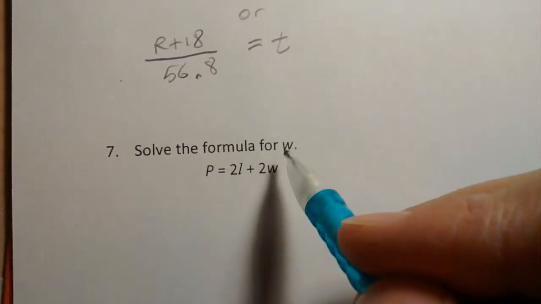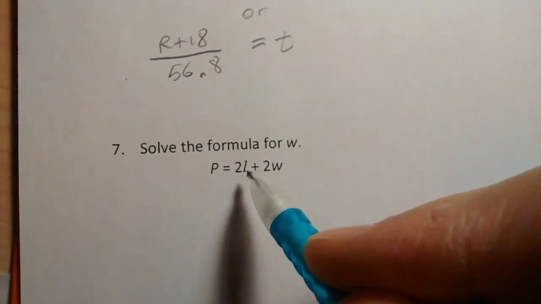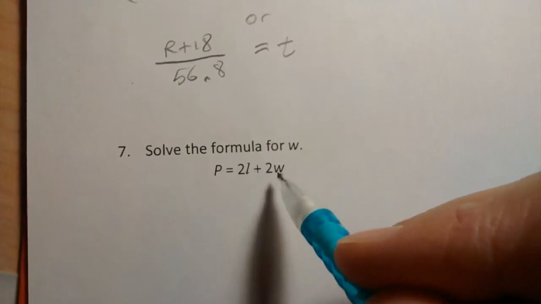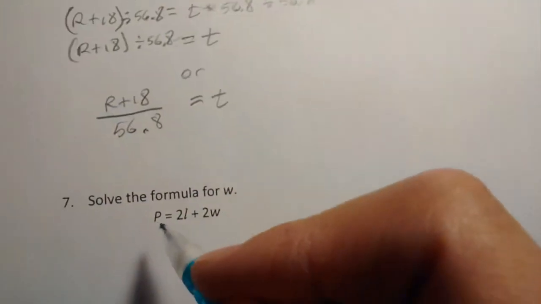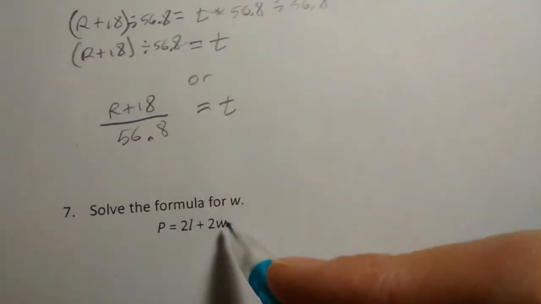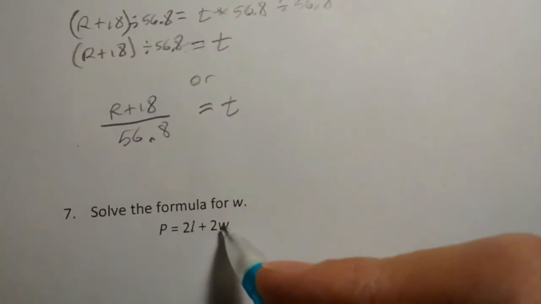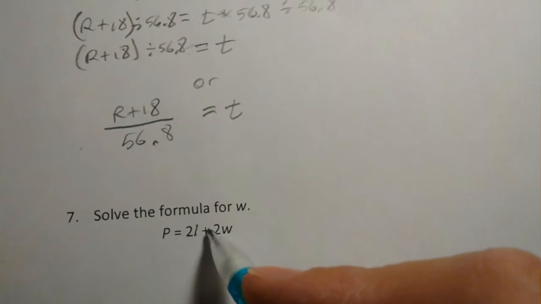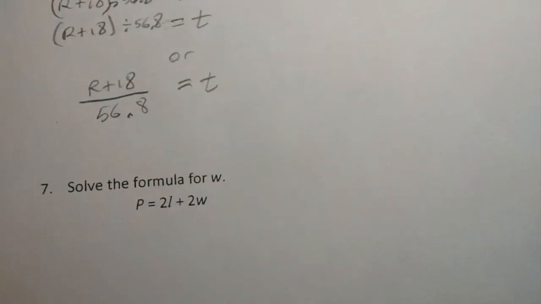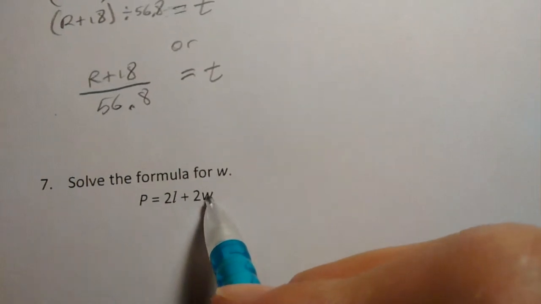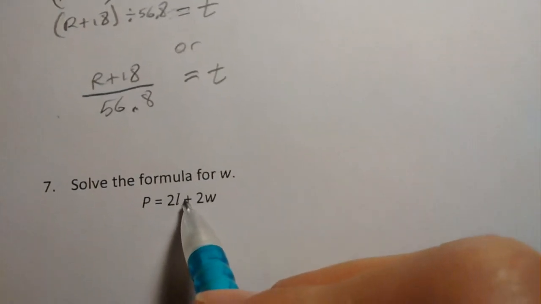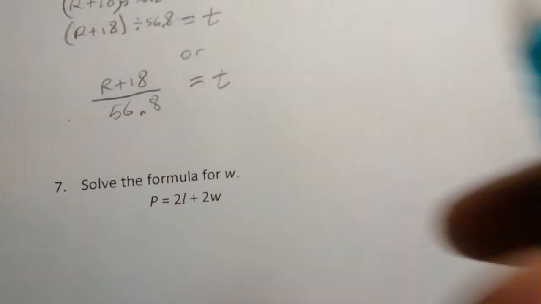So solving this formula for W would mean maybe we're given a host of lengths and a host of perimeters, and we want to know what the W value would be. So the idea is to get W by itself. Right now W is being multiplied by 2, and then that result is being added to 2L. So hopefully you're thinking you have to do something here. The furthest operation from this W is this 2L quantity.